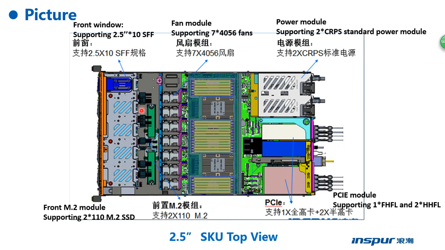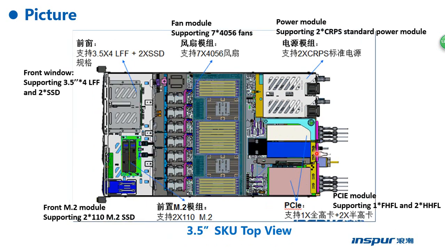This page shows the picture of the product. We can see the hard drive from the front view. We can see the hard drive and the fans, and the motherboard, the memory, the CPU, and the PCI card, and the PSU.